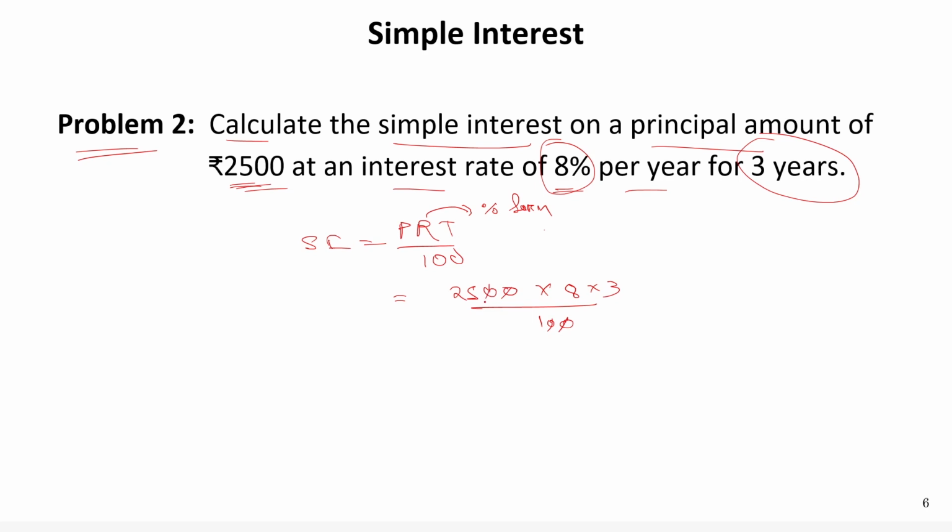We can cancel out 2 zeros from here. Doing this, we are left with 600, as 25 into 8 is equal to 200, into 3 is equal to 600. So 600 is the correct answer.